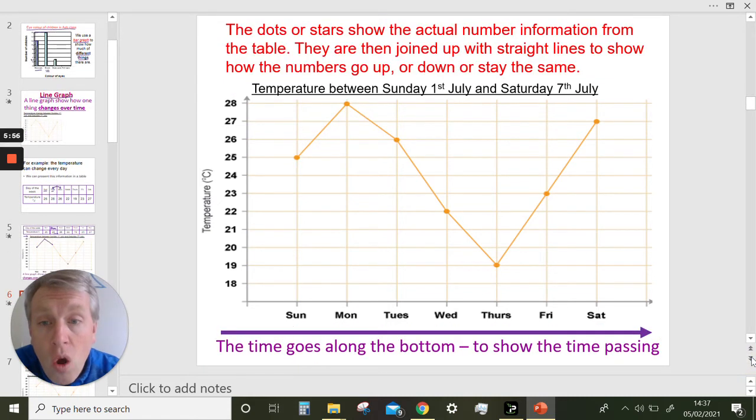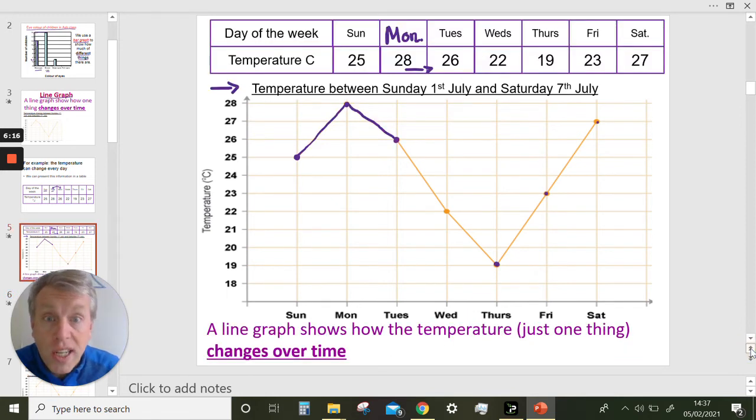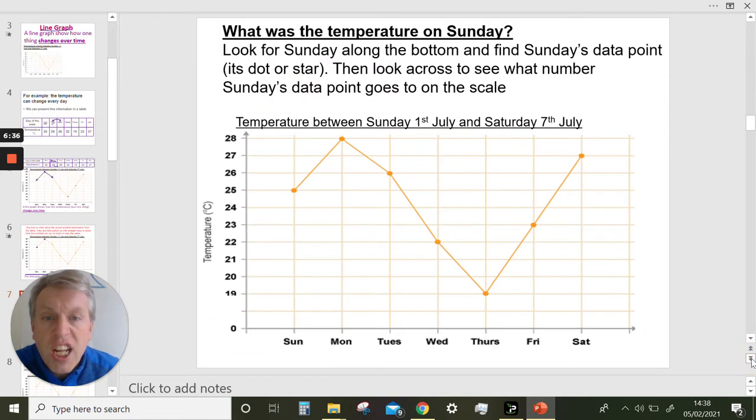And on a line graph, you'll see that very often there's a dot, or sometimes you'll see it as a cross or a star. And the dots or the stars show the actual data, the number information from the table. Do you remember we started off with information from the table and we used the dots or the crosses and then joined them up with the straight lines. And that's what a line graph is. It shows how that information changes.